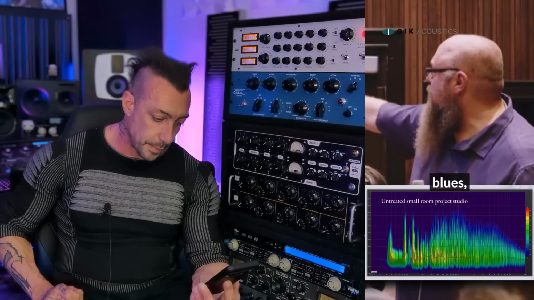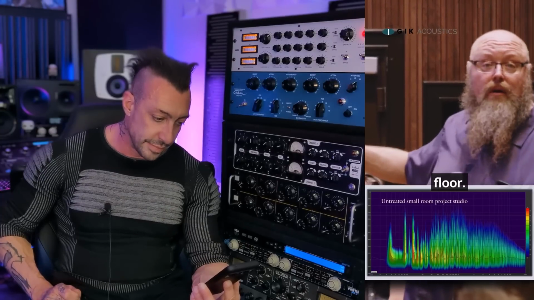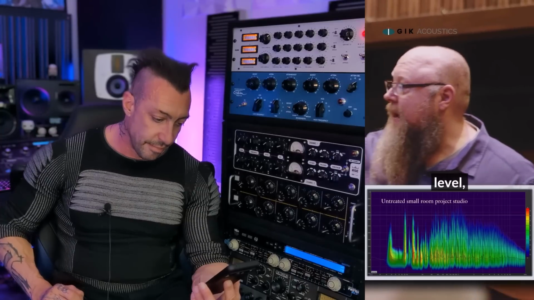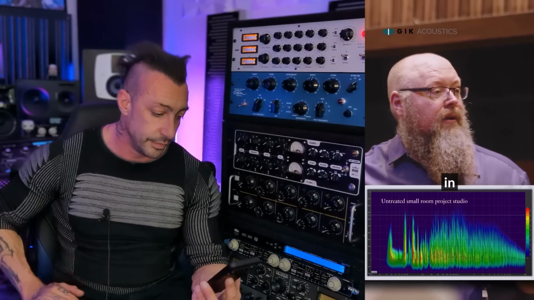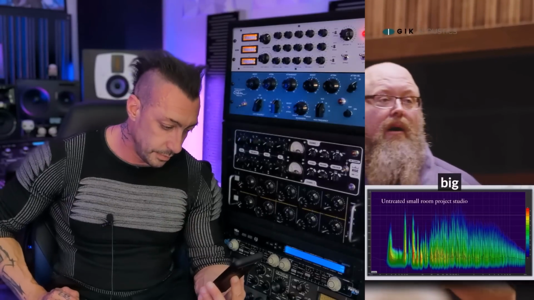Whereas the deep blues, that's just barely above the noise floor. The y-axis now, instead of level, is decay time. How long does it take that frequency to decay in the room? And that's a very, very big part of the challenges we have to overcome.